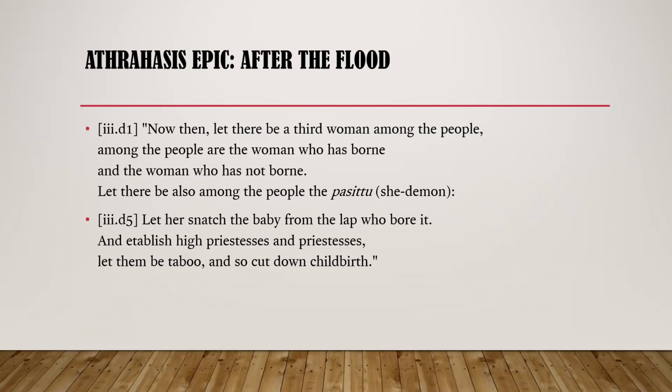Among the people are the woman who has born and the woman who has not born. So how do they want to limit the population? There will be some women who are fertile, who can bear children, and those who cannot. Let there also be among the people the Pasiti, a kind of she-demon, nobody knows what it is. Let her snatch the baby from the lap of the one who bore it, and establish high priestess and priestess. Let them be taboo, and so cut down childbirth. So they want somehow to change the number of people in the world.